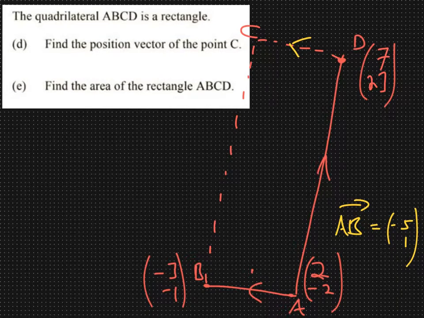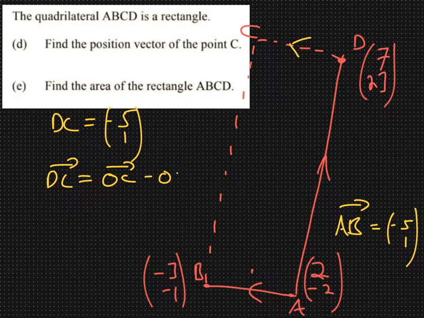For part D, you're asked to find the position vector of the point C. Because we've been told that ABCD is a rectangle, we should be able to recognise that in the first part of the question, we were actually asked to find vector AB, and we found that vector AB was (-5, 1). Given that it's a rectangle, that also means that vector DC is also going to be (-5, 1). And we can also express vector DC as vector OC minus vector OD.